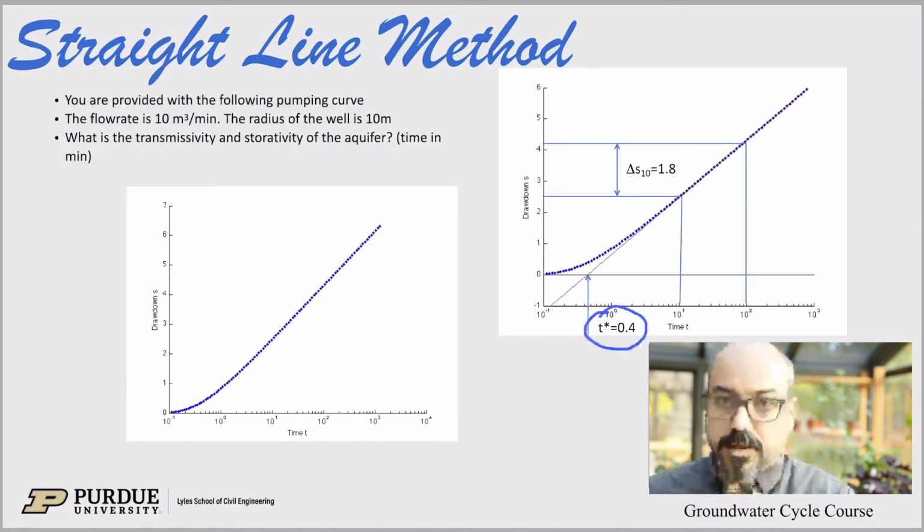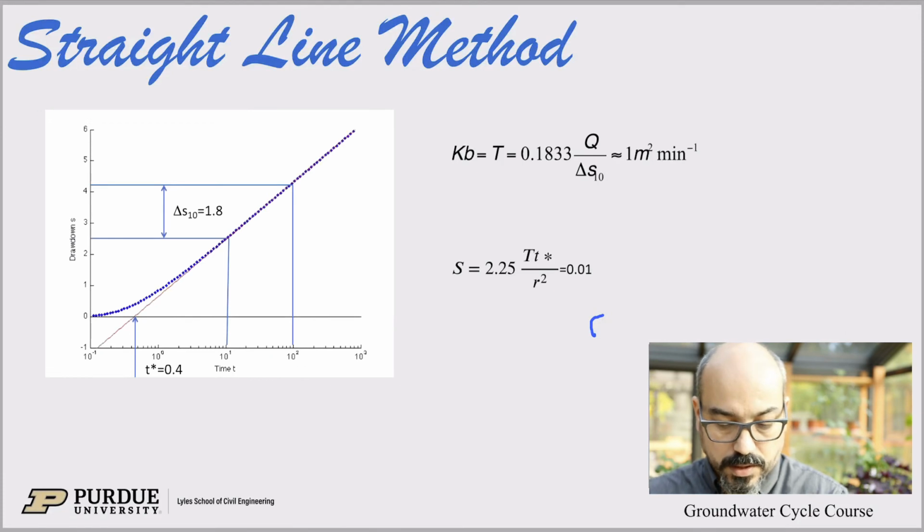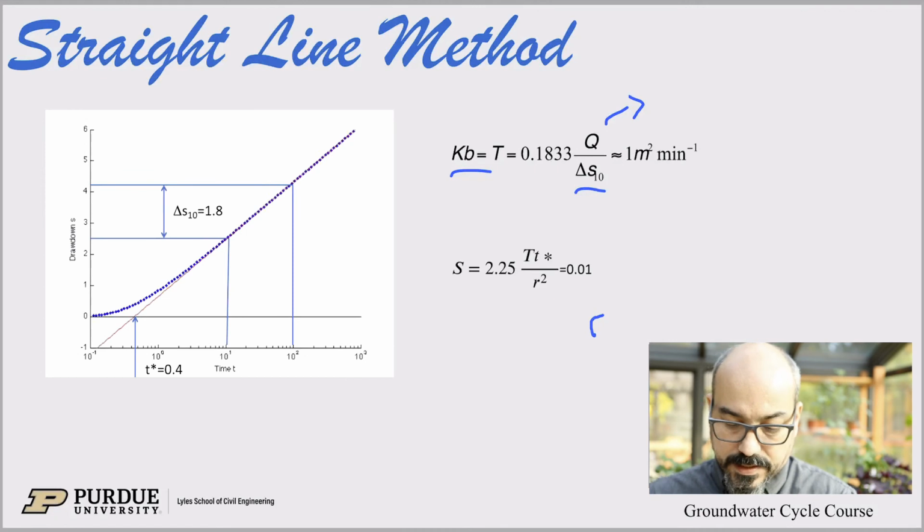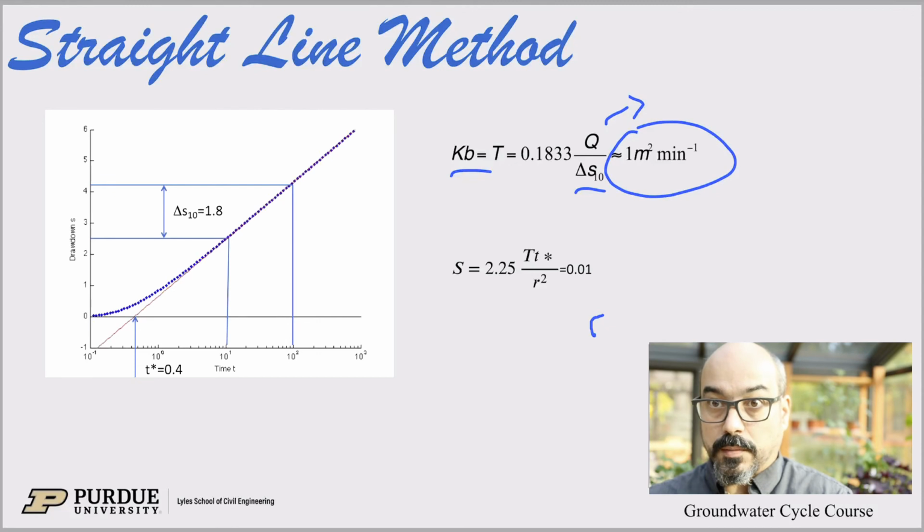You can see that t star here is 0.4 minute, delta S10 is 1.8 meters. Again, delta S10 is take a log on the time, read the difference on the y-axis on the drawdown, so 1.8 meters, and then you can just plug those into our usual equation. So Q is given, that was 10 cubic meters per minute. So you plug that in, delta S10, you just read it, and you finally get about 1 square meter per minute as your transmissivity.